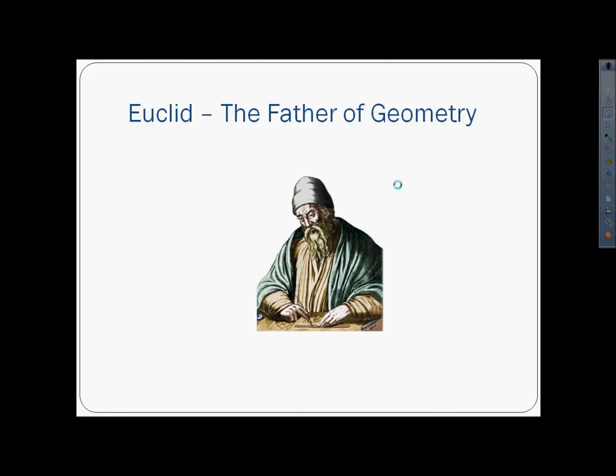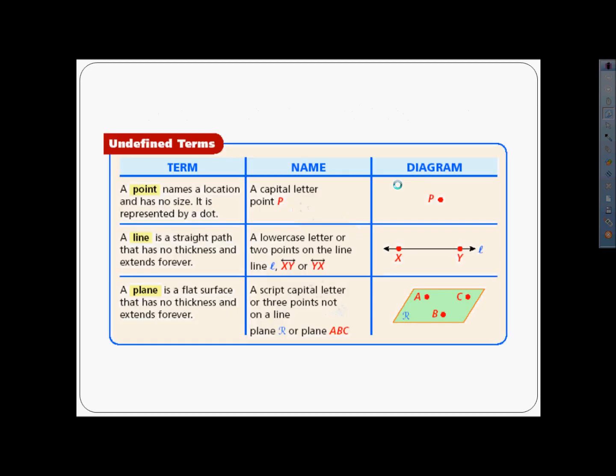Now, at about 300 BC, a man named Euclid decided that there needed to be some order to all the geometry that was happening or being created around him. He said that all geometry stemmed off of these three undefined terms. And the reason he called them undefined terms is because they're the three most basic figures in geometry that cannot be defined using any other figure.